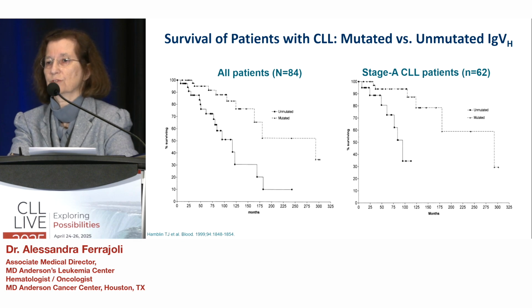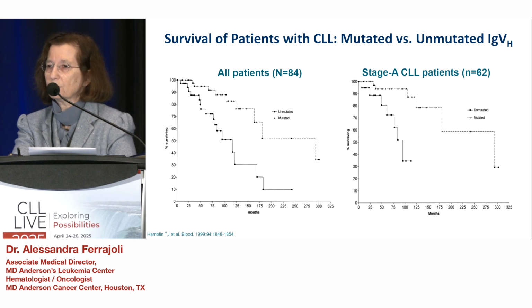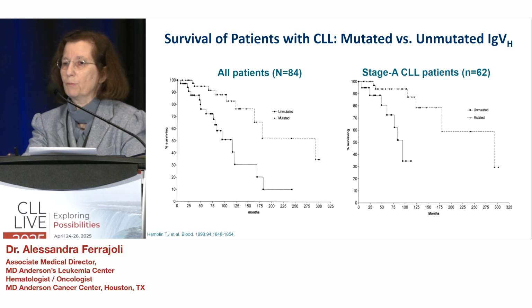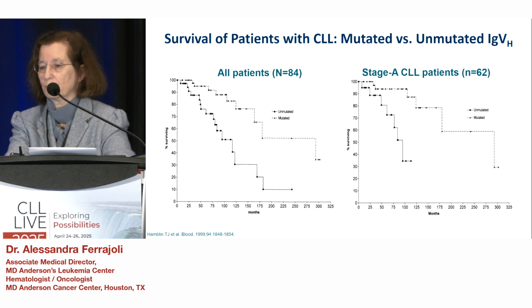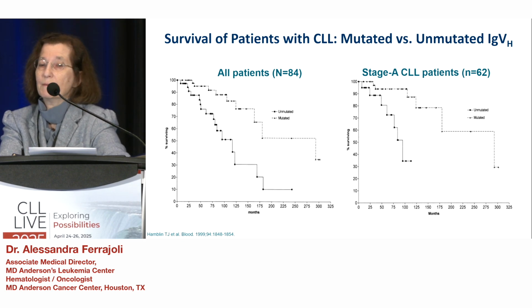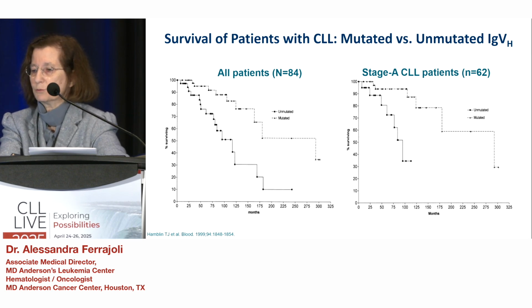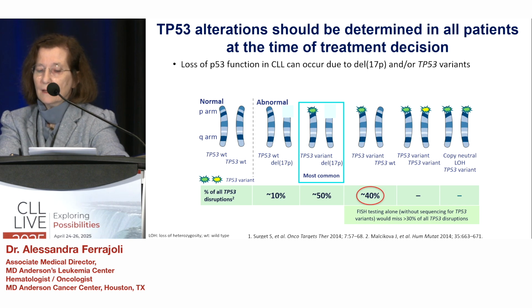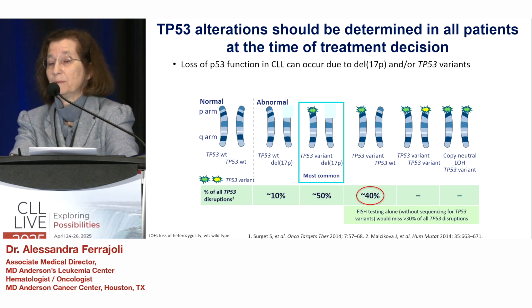And this was shown 26 years ago by Terry Hamblin in England, who also showed how patients with mutated immunoglobulin heavy chain gene have a better survival with respect to patients with unmutated immunoglobulin heavy chain gene. Now we talk about TP53.